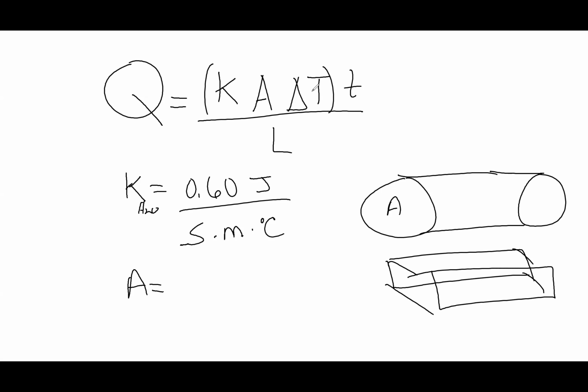Then we have the change in temperature. This we've already had. That's always what? Temperature final minus temperature initial. Then we have a time. The time is in seconds. And then we have the length. So this is what is meant by conduction of heat through a material. Okay, that's that equation. Any questions?